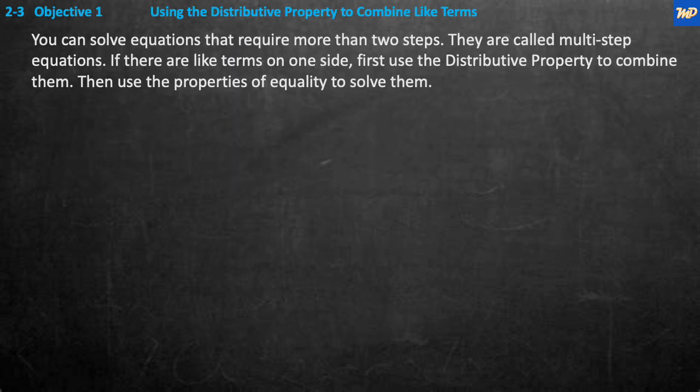Okay, objective 1, using the distributive property to combine like terms. And it's going to say here that you can solve equations that require more than two steps. They are called multi-step equations. If there are like terms on one side, first use the distributive property to combine them, then use the properties of equality to solve the problems.